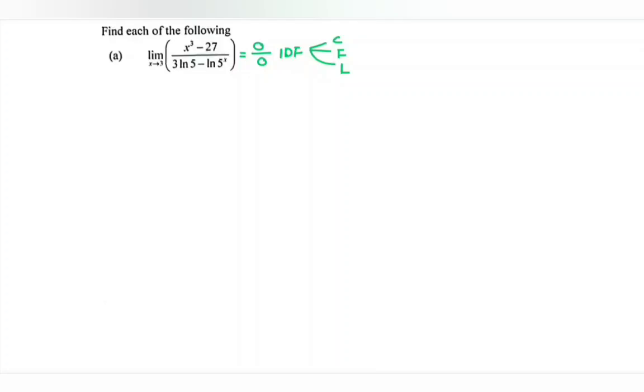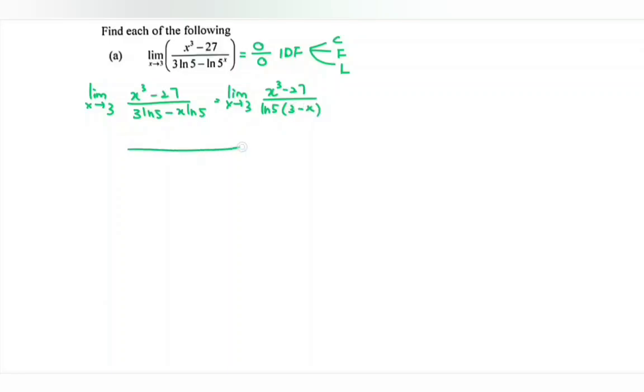So before we start, kindly simplify the expression given. Limit as x approaches 3 of x to the power 3 minus 27 over 3 ln 5 minus x ln 5. So ln 5 is a constant. So we write the limit as x approaches 3 of x to the power 3 minus 27 over ln 5 times (3 minus x). Notice that it is an improper fraction, so we can make use of long division.